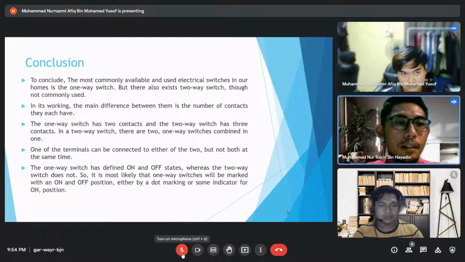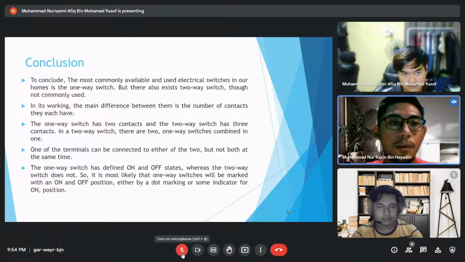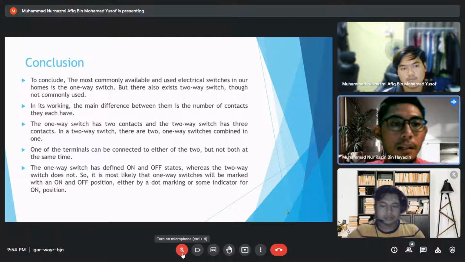For the conclusion, we can conclude the most commonly available and used electrical switch in our homes is the one-way switch, but there also exists the two-way switch, though not commonly used. In its working, the main difference between them is the number of contacts they each have. The one-way switch has two contacts and the two-way switch has three contacts.